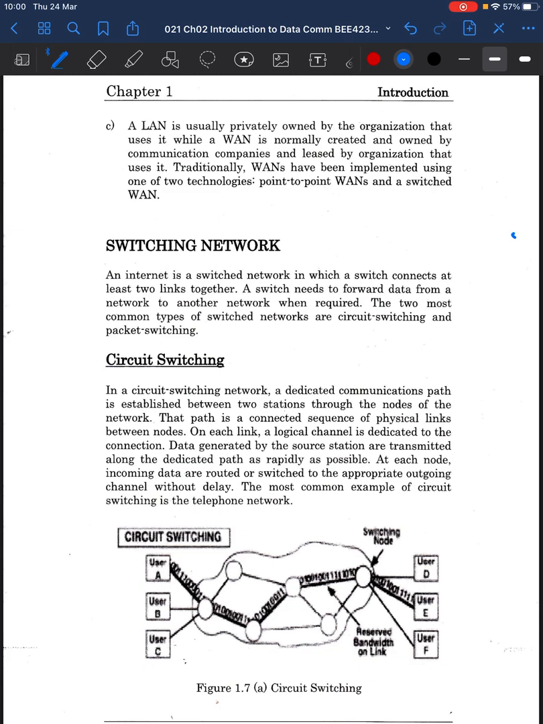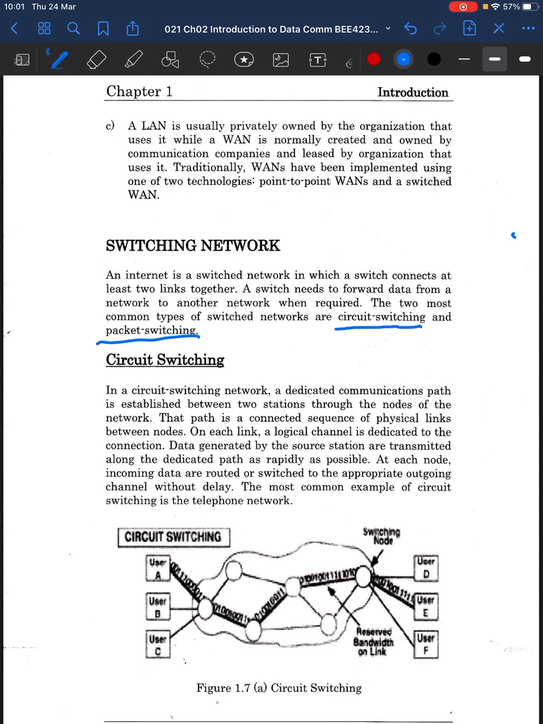An internet is a switched network in which a switch connects at least two links together. A switch needs to forward data from one network to another network when required. The two most common types of switching network are circuit switching and packet switching. So you have two types, circuit switching and packet switching.